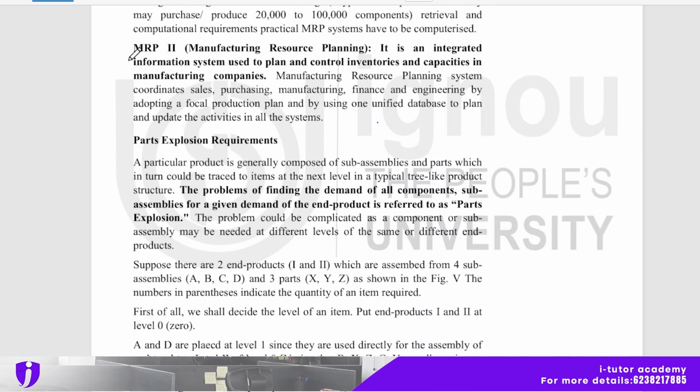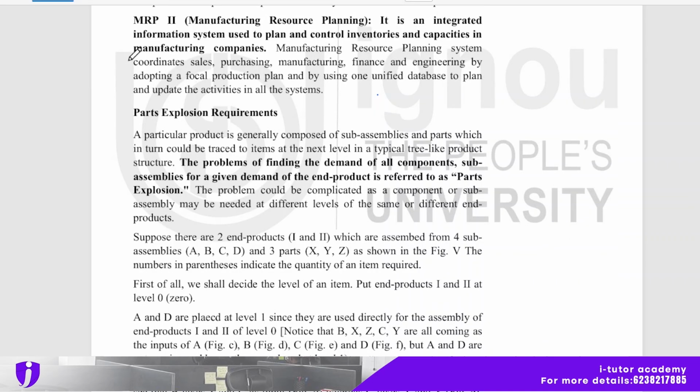And MRP2, that is Manufacturing Resource Planning. It is an integrated information system used to plan and control inventories and capacities in manufacturing companies. Manufacturing resource planning systems coordinate sales, purchasing, manufacturing, finance, and engineering by adopting a focal production plan and by using one unified database to plan and update the activities in all the systems.